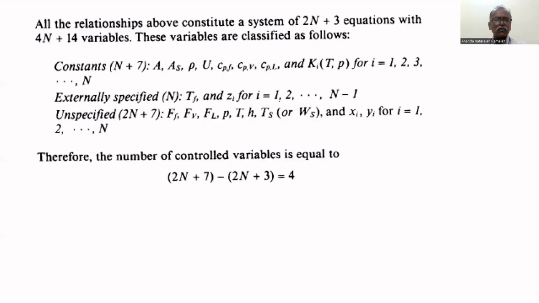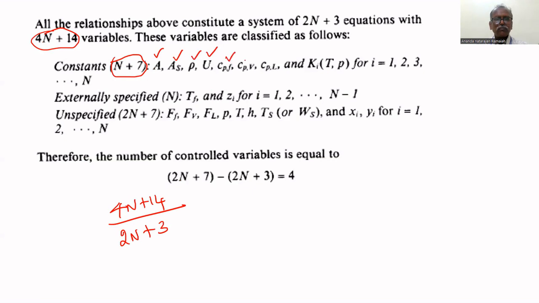Out of this 4N plus 14 variables, the number of equations is 2N plus 3. In addition to that, out of 4N plus 14, N plus 7 are constants: A, AS, rho, U, CPF, CPV, CPL, Kis. As i varies from 1 to N, you will get N plus 7 constants that we have to subtract from this 4N plus 14. So minus N plus 7.